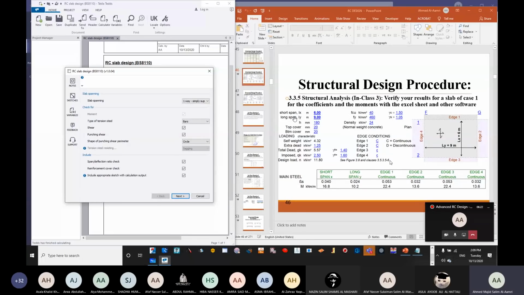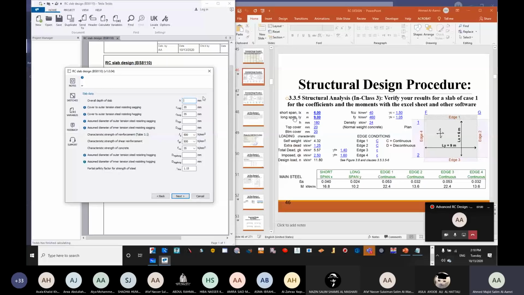Now, if you see, this is a two-way slab. Here we are going to check. It's a two-way restraint. Do you want it bars or mesh? Okay, meshes are small bars, normally used for ground slab. So we are going for bars. Shear, yes. Punching shear is not required. We are going to learn later why punching shear is not required for the meantime. Then span by deflection ratio, reinforcement cover check, appropriate sketch. I want all of them.